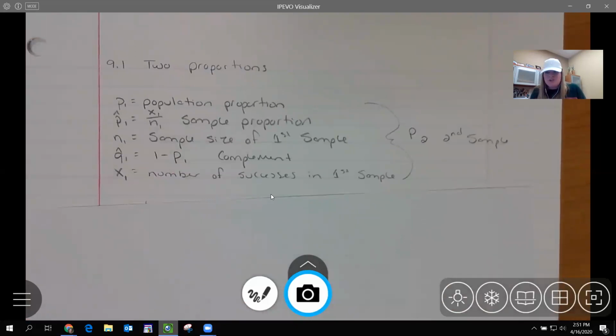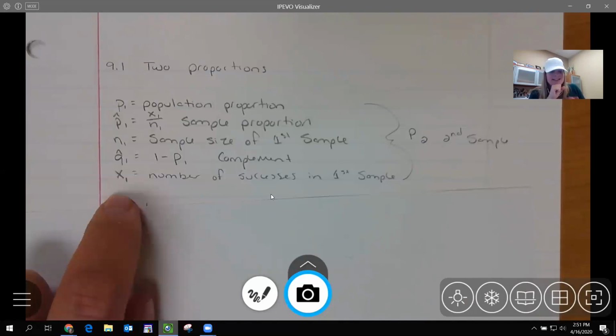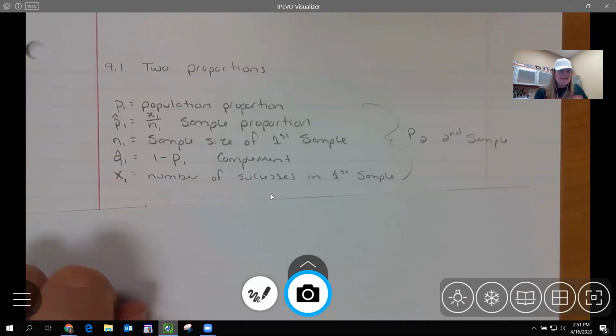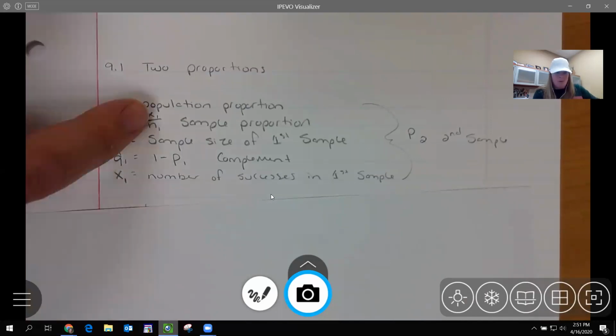The p is usually something to do with the claim, okay? So n is still our sample size, and 1 would be the sample size of the first sample, and 2 is the second sample. q hat is still going to be your complement, your 1 minus p hat, and x is your number of successes in your first sample. So if I say 10 out of 200 women, the 10 is the number of successes. So we think of this number over this number as your sample proportion.